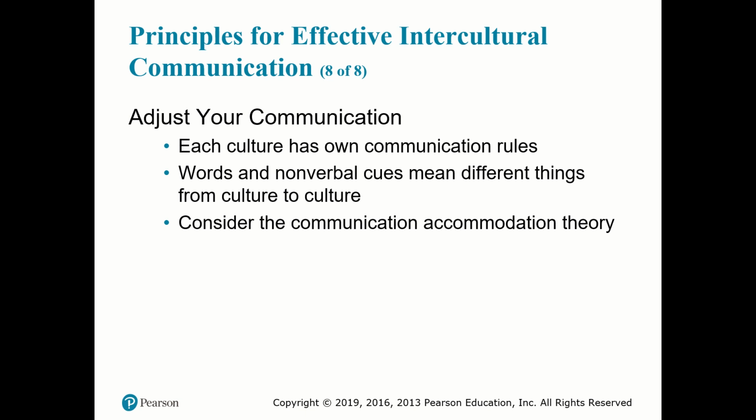Each culture has its own communication rules, verbally and non-verbally. I know I've mentioned this before, but eye contact means one thing in one culture and something else in another. So if you're talking to someone from another culture and they are averting eye contact, they will not look you in the eye as you talk to them, they may be showing you a sign of respect. Or that maybe they're being deceitful. It depends on the culture.